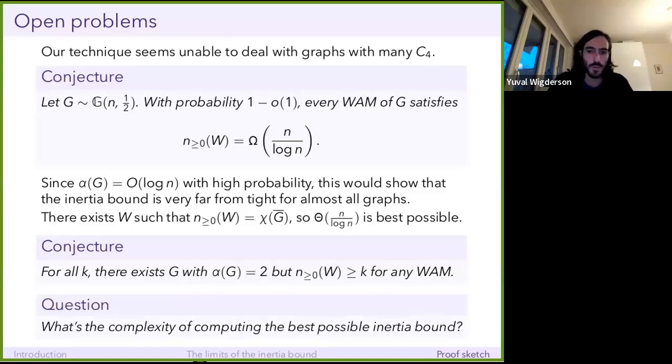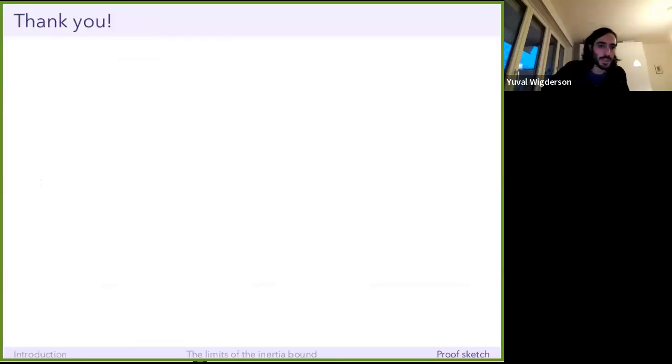And my final question, which I mentioned earlier, is a nice question of understanding the complexity of actually computing the best possible inertia bound. I mentioned that Noga Alon told me how to show that it's decidable. In fact, his proof shows that it's in what's called the existential theory of the reals, which means that it's even in PSPACE. But is it in NP? Is it NP-complete? I guess probably, but I have no idea how you'd prove something like that. So I think that's another nice question. And that's everything I wanted to say. So thank you for listening.